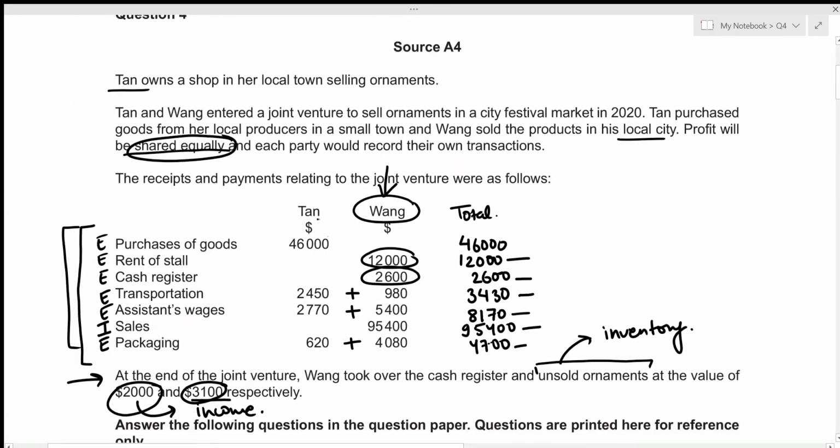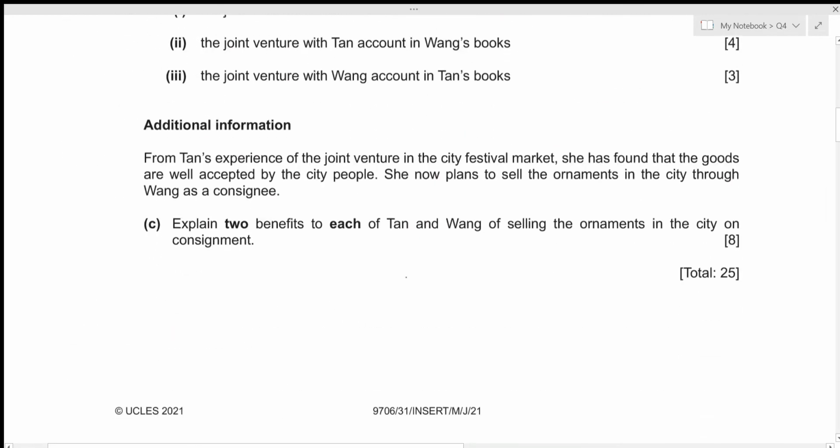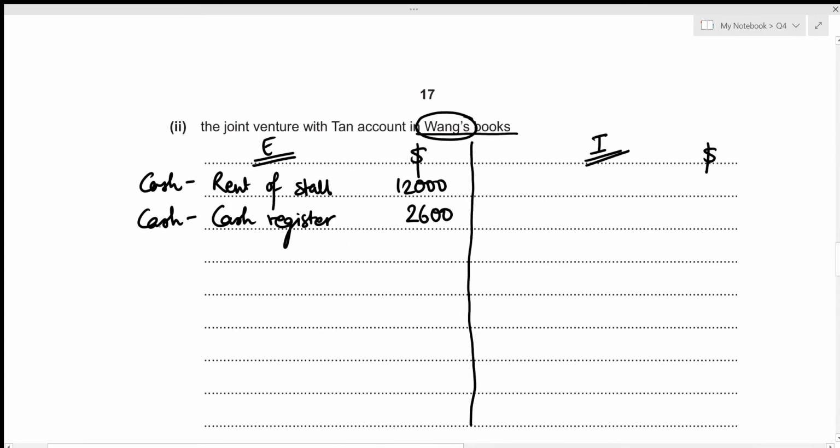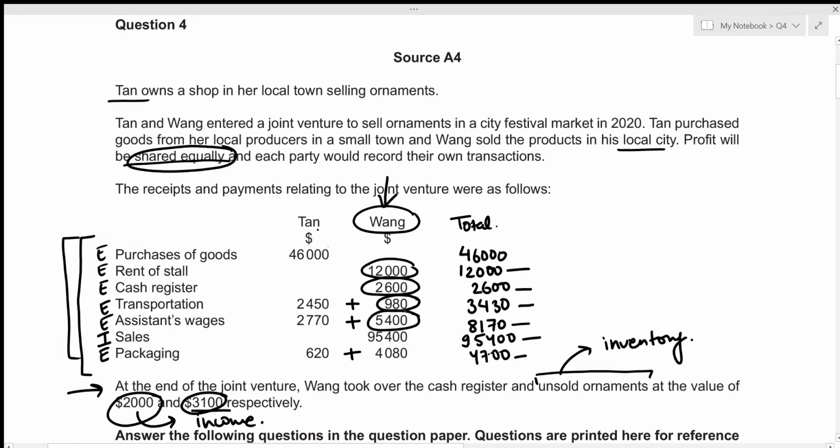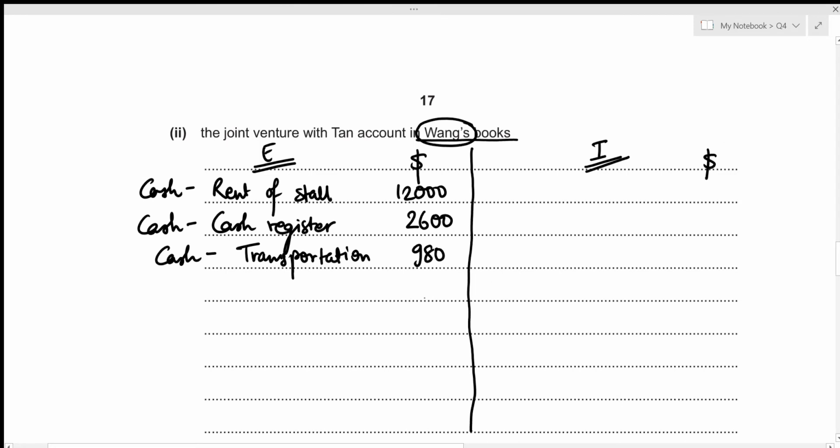For the next part, we have the transportation cost of 980 paid by Wang, which is again an expense which must be recorded on our debit side. So let's do that. Again, we should be indicating cash paid for transportation. And this amounted to 980. Okay, nextly, we have an amount of 5,400 for assistant wages, meaning that this is an amount paid, which is an expense. So this must be recorded on our debit side. Let's do that. Again, cash is being paid for assistants' wages, and Wang paid the amount of 5,400.